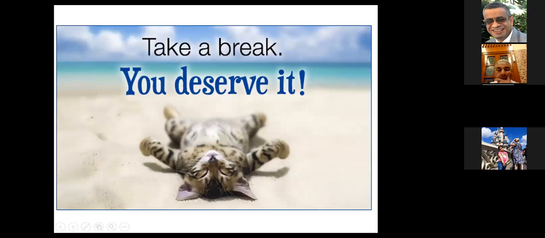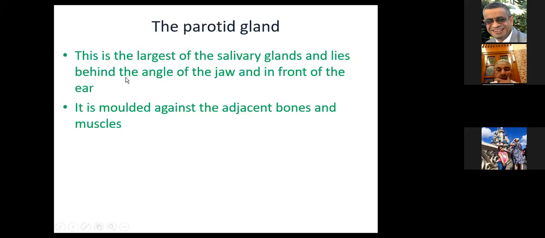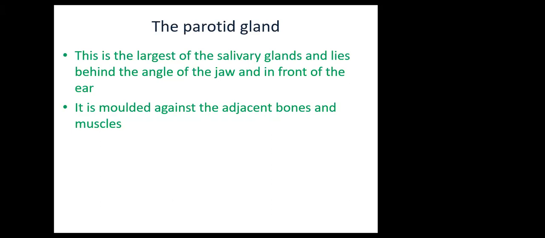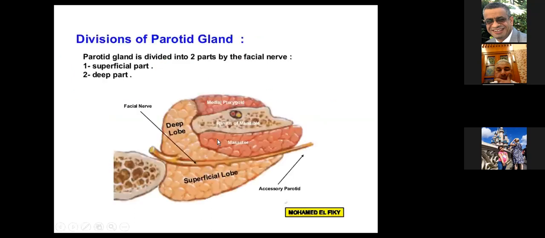Now we go to the second part of our presentation, the salivary glands. These exocrine glands are situated symmetrically around the oral cavity and produce saliva. This is the largest of the salivary glands, and lies behind the angle of the jaw in front of the ear. It is molded against the adjacent bones and muscles.